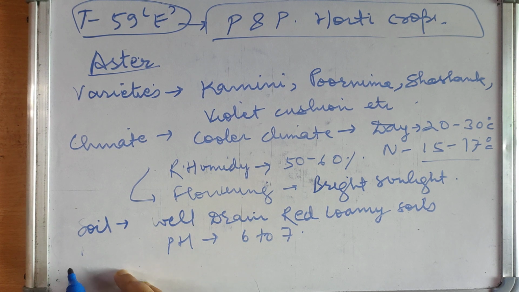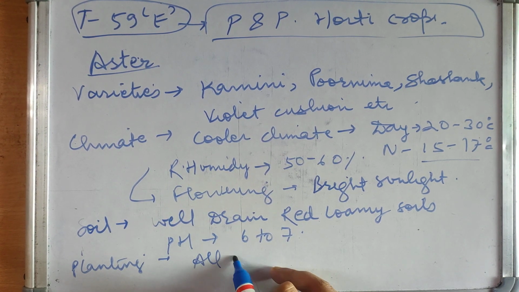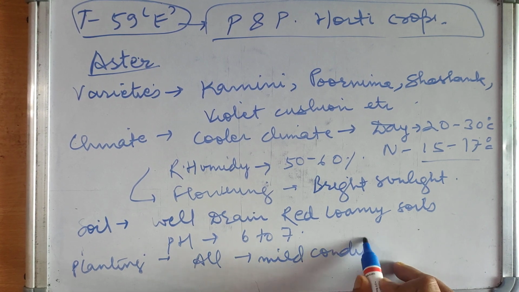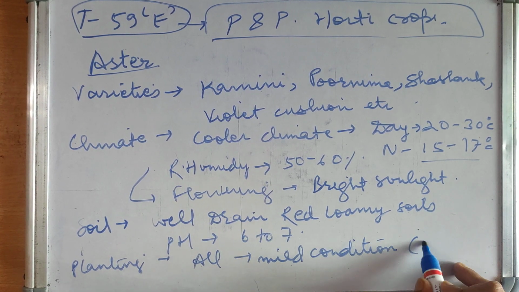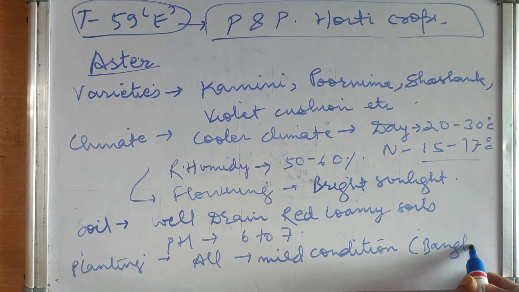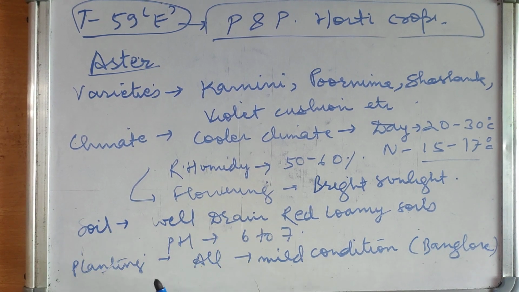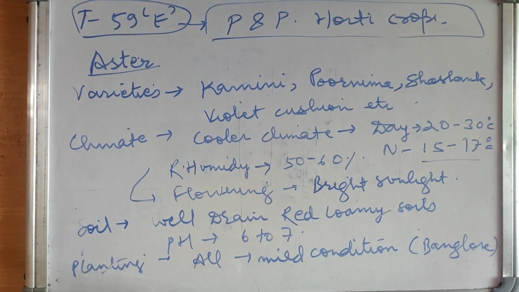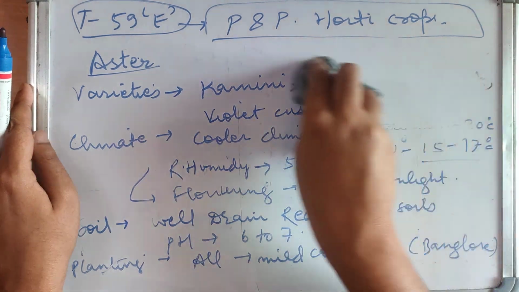Its planting season is all year under mild condition. For example, in Bangalore, it is planted all year because the climate of Bangalore favors aster. Now moving to propagation, this was planting season. Now moving to propagation.